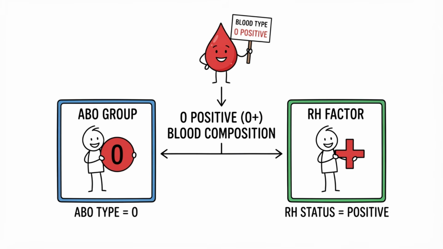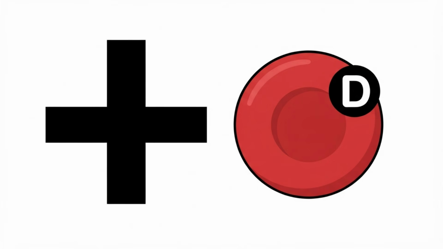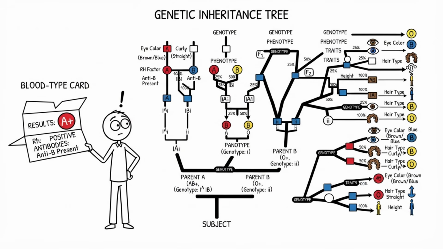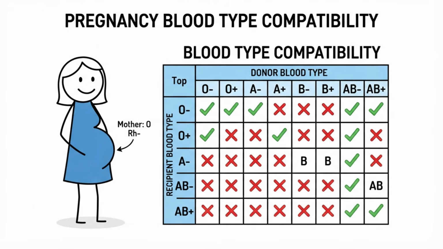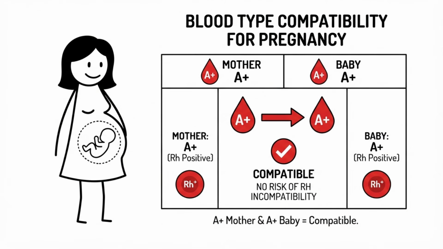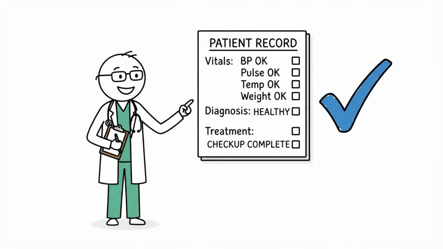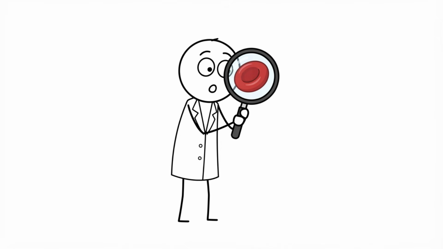So when someone says they are O positive, they are describing two systems. The ABO type is O. The Rh type is positive. This simple label hides a surprisingly complex genetic story. And blood types can matter beyond transfusions. They can affect pregnancy in certain circumstances. They can influence compatibility between a pregnant person and a developing baby. Modern medicine can manage many of these situations, but the underlying biology remains fascinating.